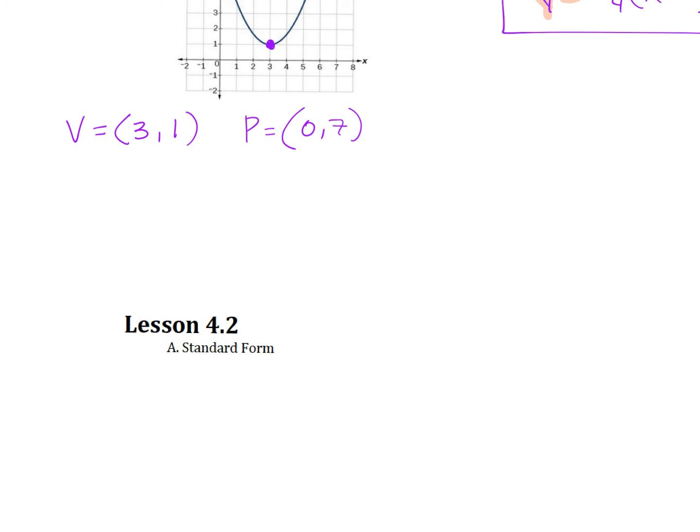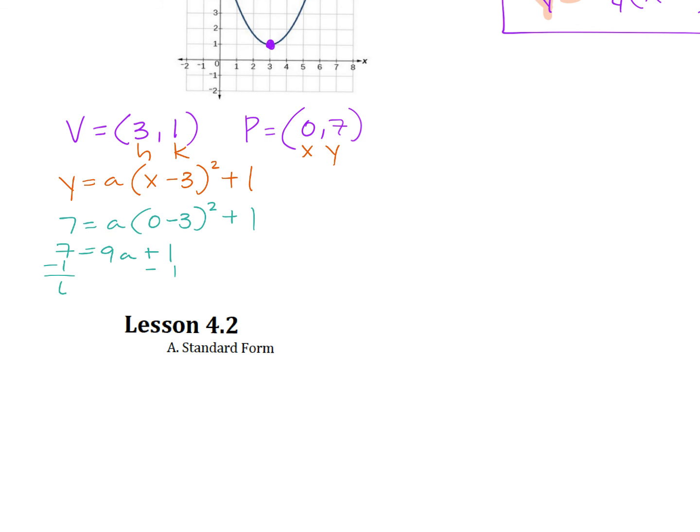So if we plug this in, this is H and K. This is X and Y. It's the exact same problem from here now. So it's going to be Y equals A times X minus 3 squared plus 1. Then plug in our X and our Y. So 7 equals A times 0 minus 3 squared plus 1. And then simplify that. Negative 3 squared is 9. So 9A plus 1 equals 7.